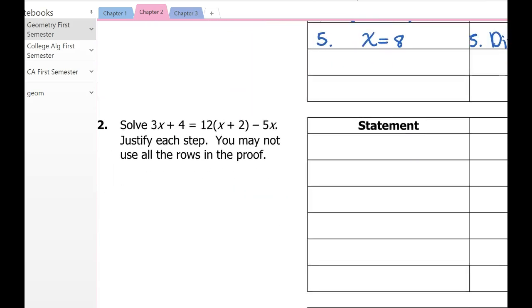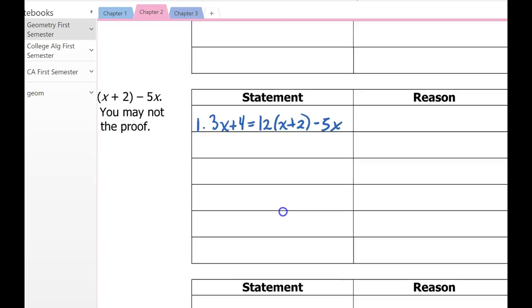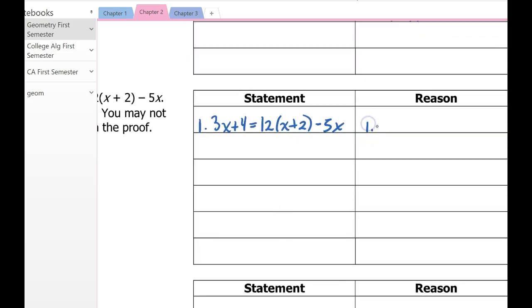Solve 3x plus 4 equals 12x plus 2 minus 5x. All right, what are we going to write first? Yeah, the same statement. So write what we're solving. 3x plus 4 equals 12 times quantity x plus 2 minus 5x. And what's my reason? Given. Perfect.